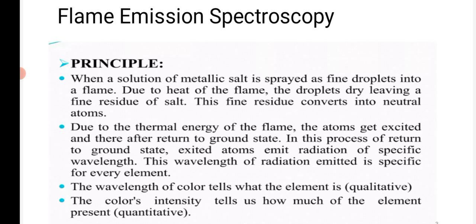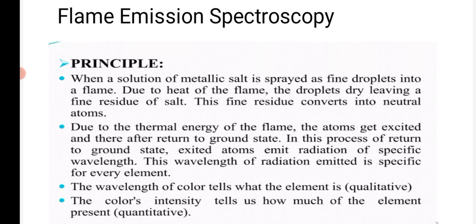So for any atoms to get excited, there are two different states. One is the ground state as well as the excited state. Once they are in the excited state, they return back to the ground state. So finally, in this process of return to the ground state, excited atoms emit radiation. So two processes occur here.